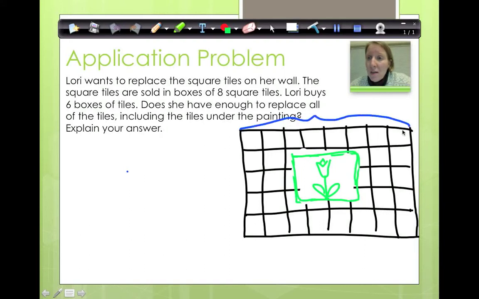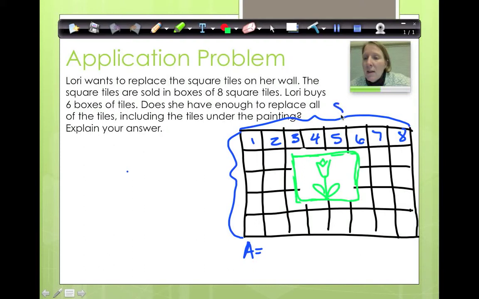In order to do that, the best way to do it is going to be to find the area. I could count every single one. It would take me a little bit, but I bet you I can do it in zip, zip, zip, just by finding the area. In order to find the area, I need to know the length of 2 sides. So what's this length? 1, 2, 3, 4, 5, 6, 7, 8. This one is 8 tiles. And this one is 1, 2, 3, 4, 5 tiles.